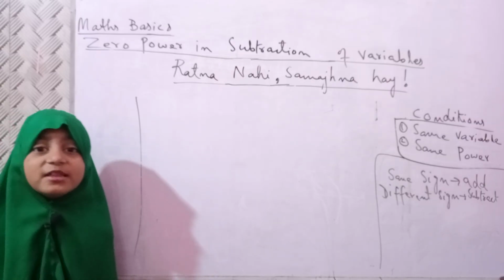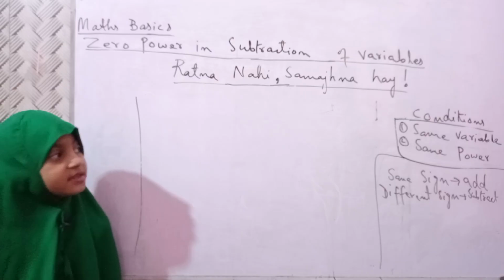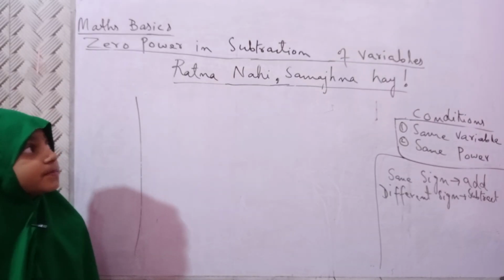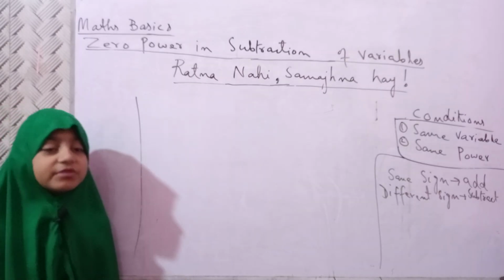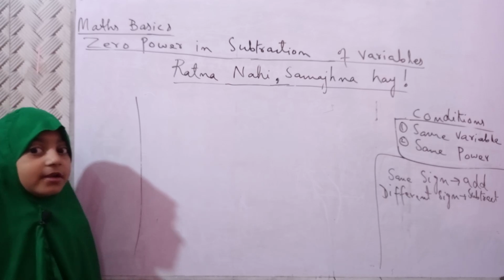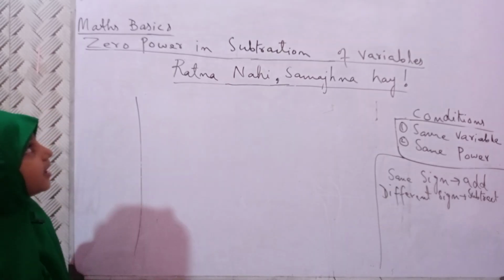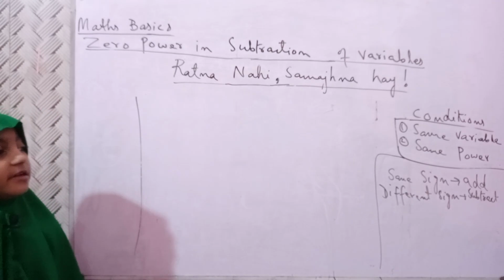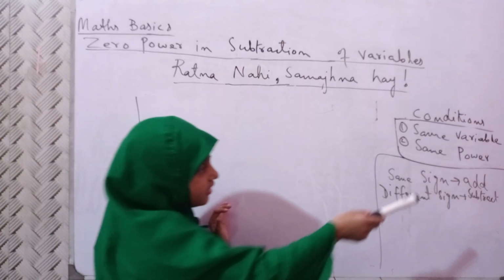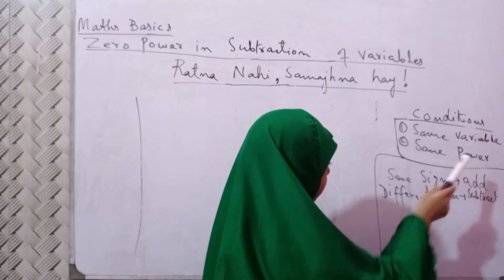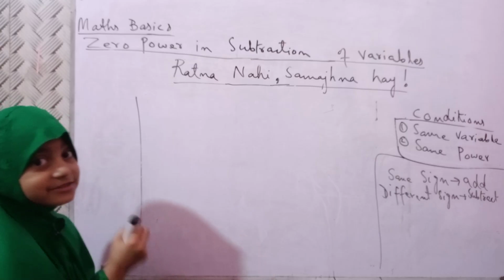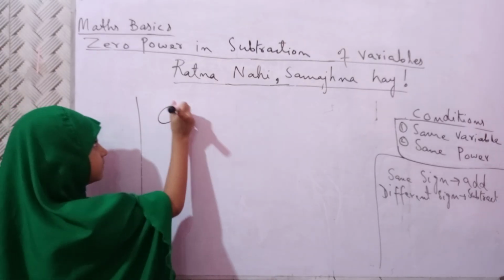Today we learn maths basics. In maths basics, we will see zero power in subtraction of variable. In the previous video, we saw zero power in addition of variable. But now we will do zero power in subtraction of variable. And now we will follow 4 conditions. First condition: same variable, same power, same sign add and different sign subtract. Let's take one example.